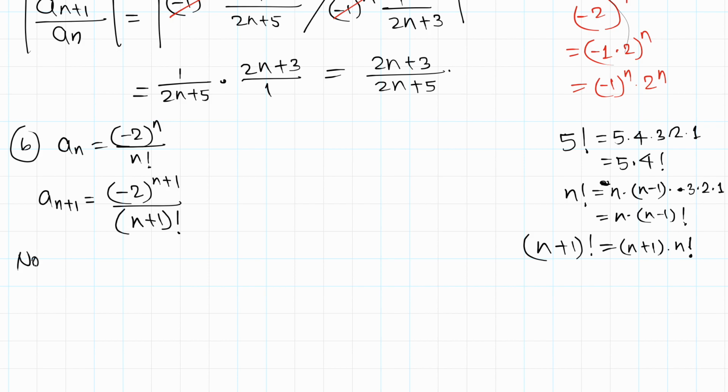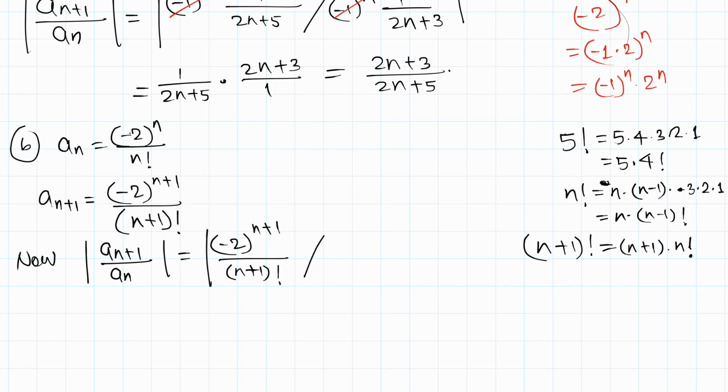Okay, now we are asked to find the ratio, the absolute value of the ratio a_{n+1} over a_n. So a_{n+1} is here, negative 2 to the n plus 1 over n plus 1 factorial, divided by a_n. a_n is negative 2 to the n over n factorial.